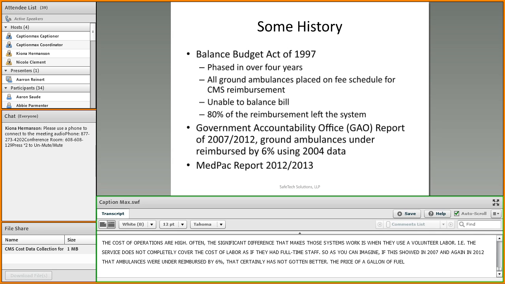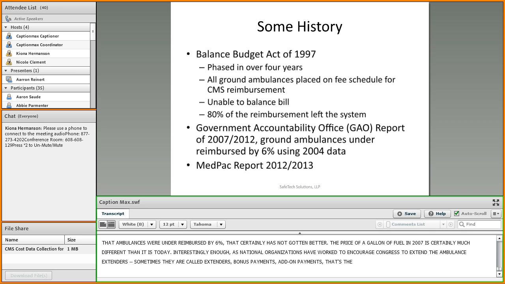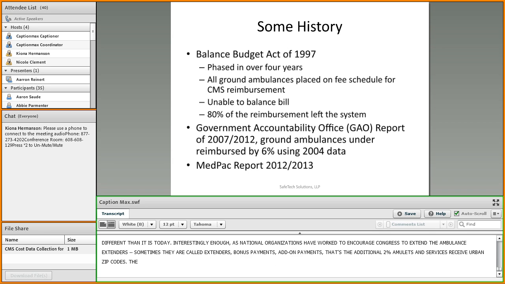Often the significant difference that makes those systems work is when they use volunteer labor, i.e. the ambulance service doesn't completely cover the full cost of labor as if they had full-time staff. So as you can imagine, if this showed in 2007 and again in 2012 that ambulances were under-reimbursed by 6%, that certainly has not gotten better. The price of a gallon of fuel in 2007 is certainly much different than it is today.